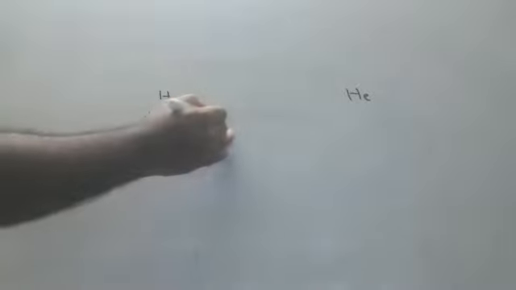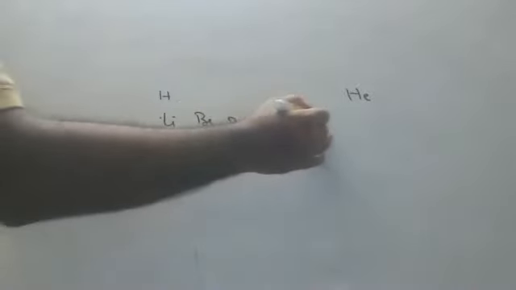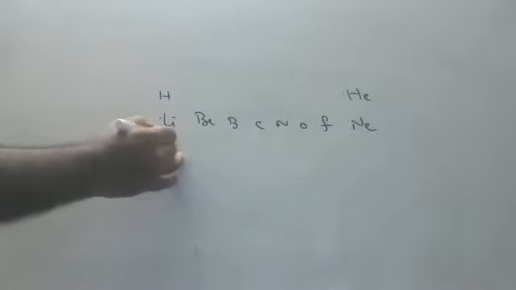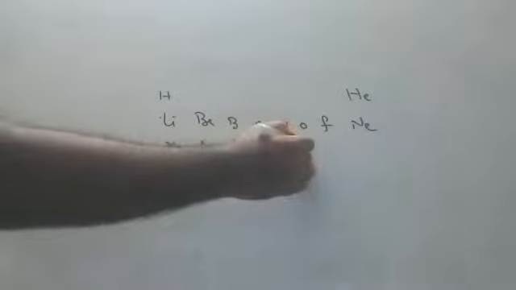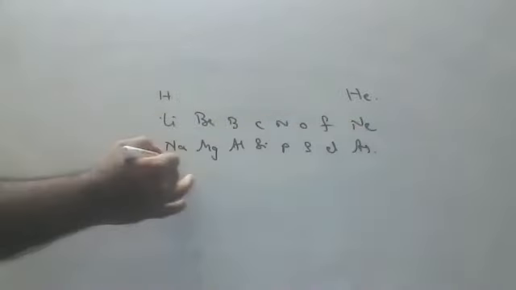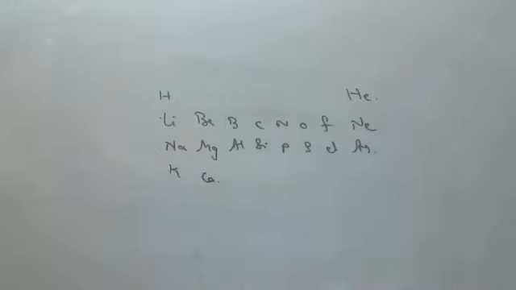Hydrogen, helium. Lithium, beryllium, boron, carbon, nitrogen, oxygen, fluorine, neon. Please see, children. I will send the copy. Okay. Sodium, magnesium, aluminium, silicon, phosphorus, sulfur, chlorine, argon, potassium, calcium. Okay, children. So next, and this is the first period, children.